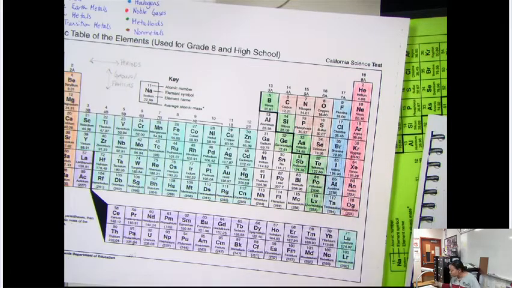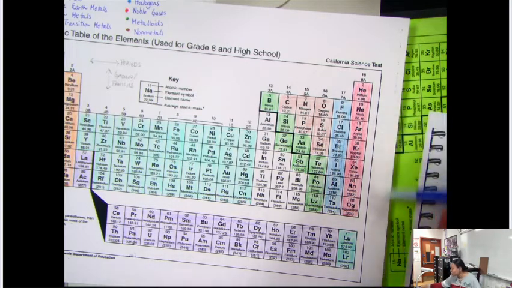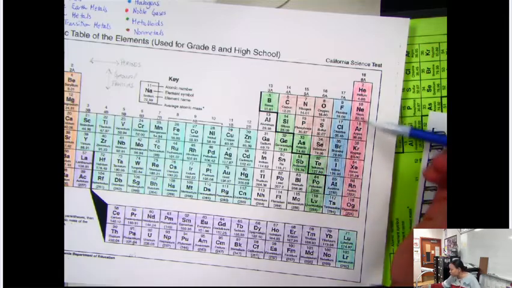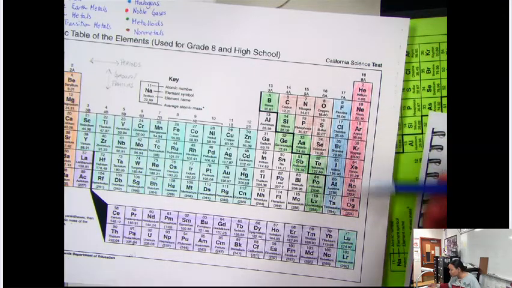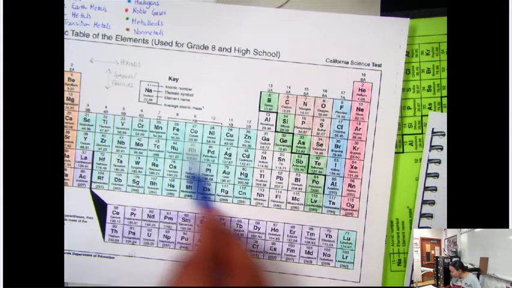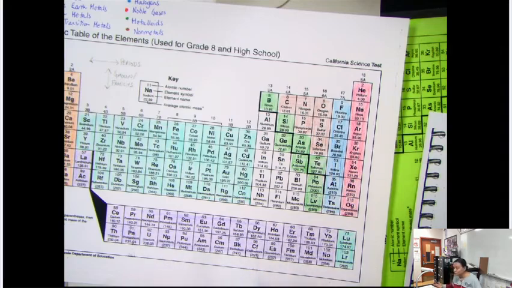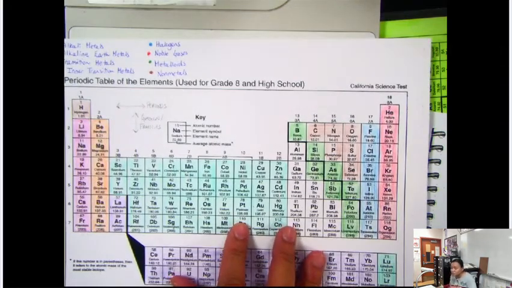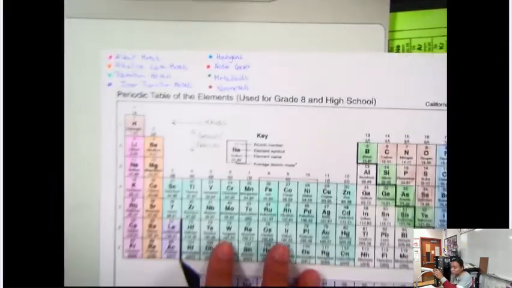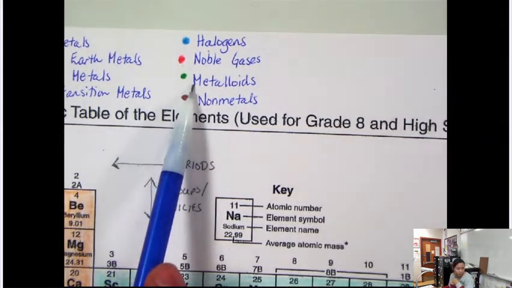Some of the nonmetals are in specific groups, meaning they have specific properties that they share in common, just major groups that we need to know. But again, everything to the right, these are nonmetals. Everything to the left and everything down here is a metal. Okay? So metalloids, write that down, give it a color. Metalloids.